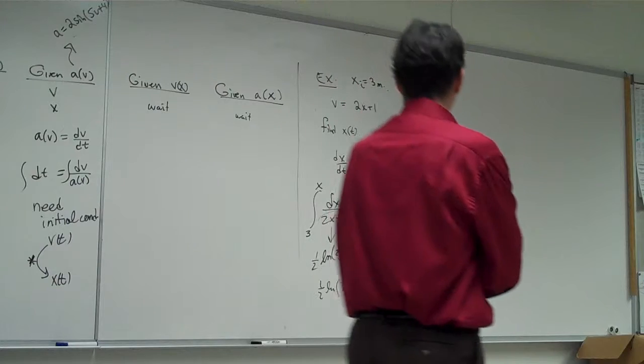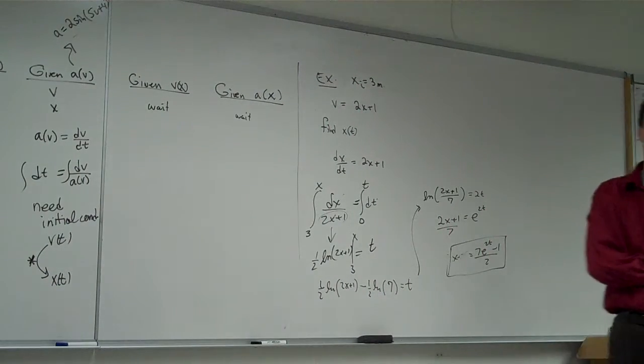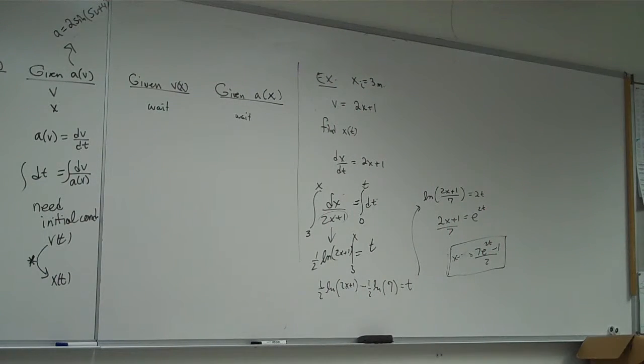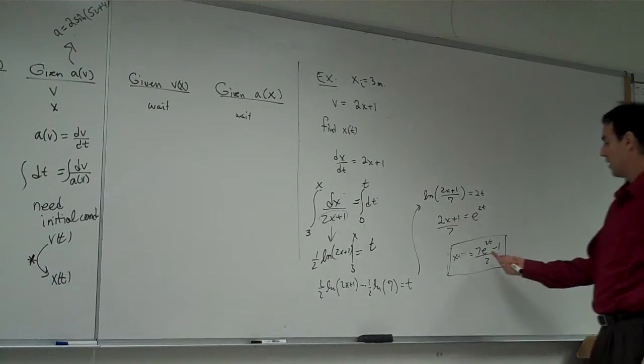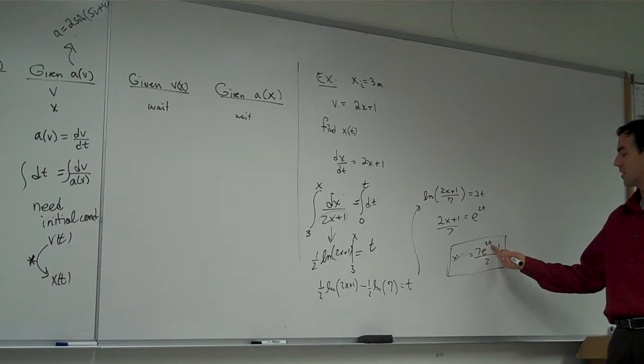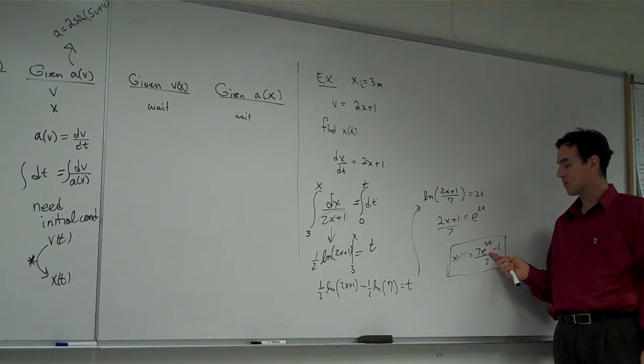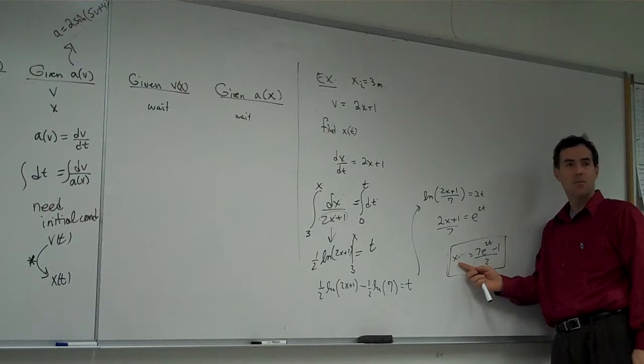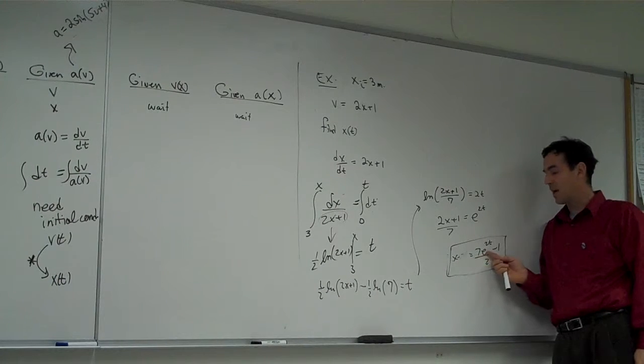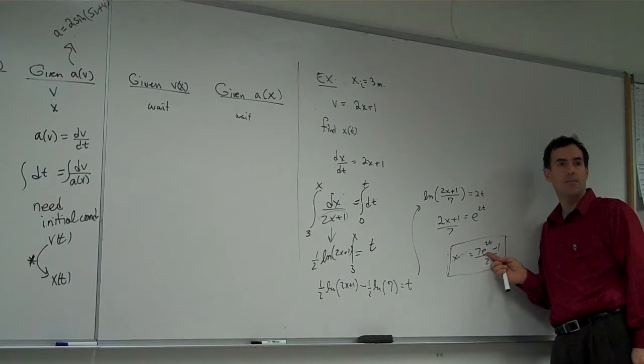So several things we can do to check our work. We can check with units. I did some of that before. Maybe more important even than checking with units is to check to see if the answer makes sense. This says 7e to the 2t. So as time gets bigger, this is telling me that the position is getting bigger really, really rapidly.